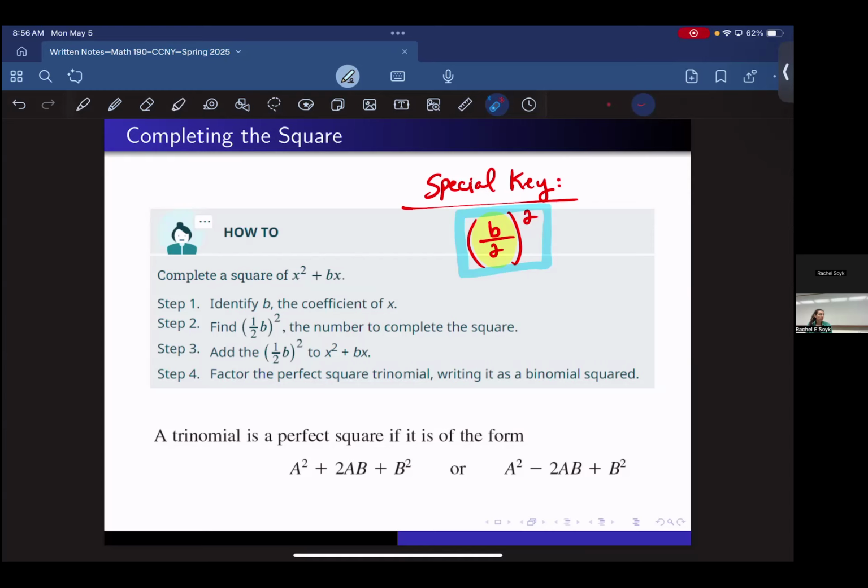And I don't want to talk too much on this slide because I think it's better to show you through a concrete example. But the whole purpose of completing the square is literally in the name, right? We know that any square in life has identical sides.